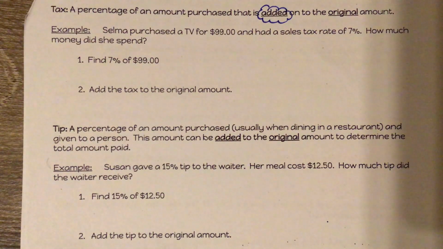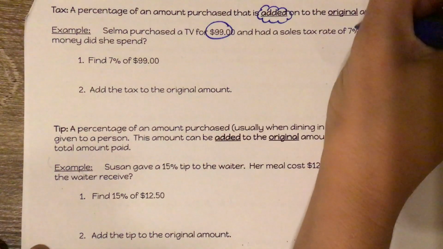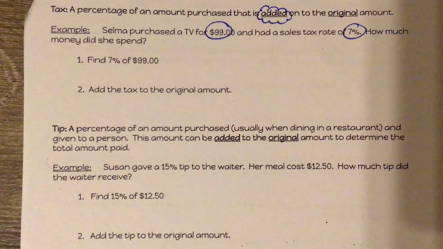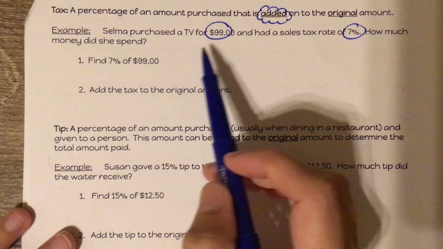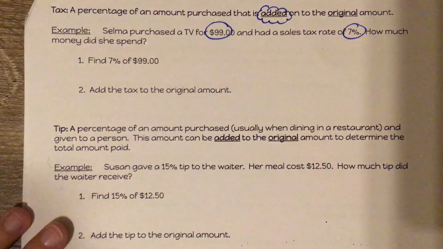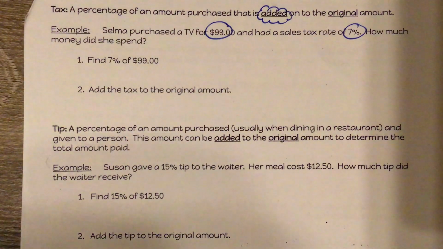Let's look at an example with this. So Selma purchased a TV for $99 and had a sales tax rate of 7%. So I'm just going to circle those numbers that are given to us. How much money did she spend? So what you have to know is that the sales tax is going to be on the percentage of whatever amount that you are paying. So what we're going to do is we're going to find 7% of $99.